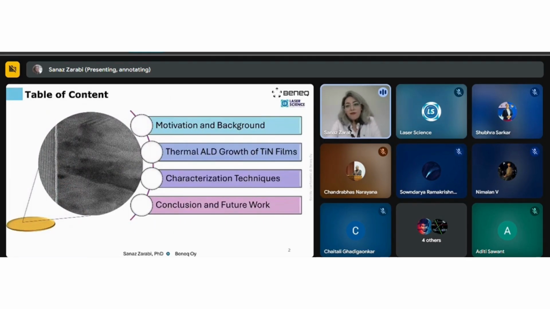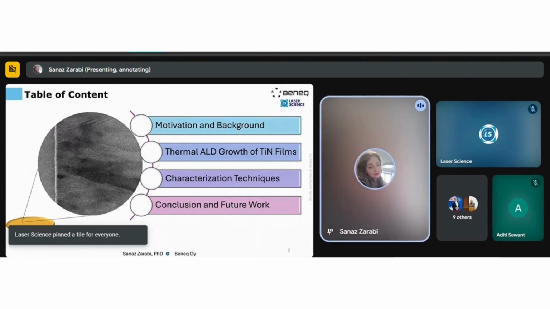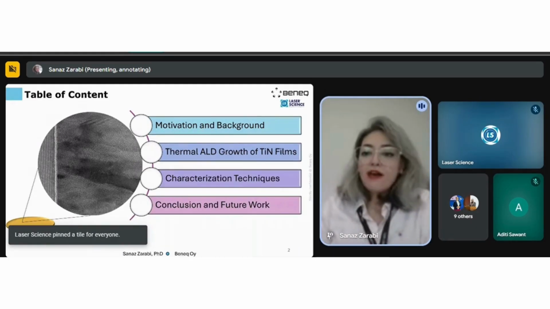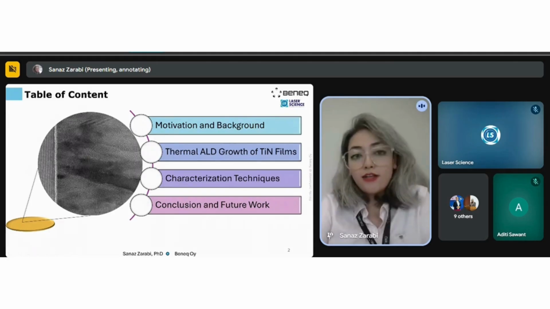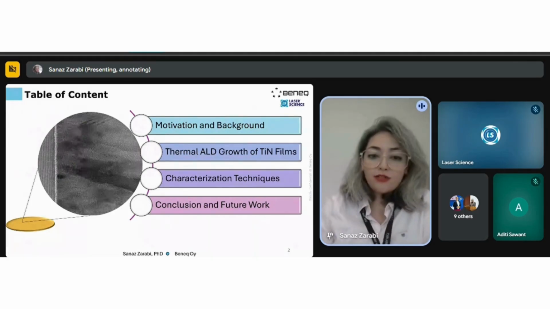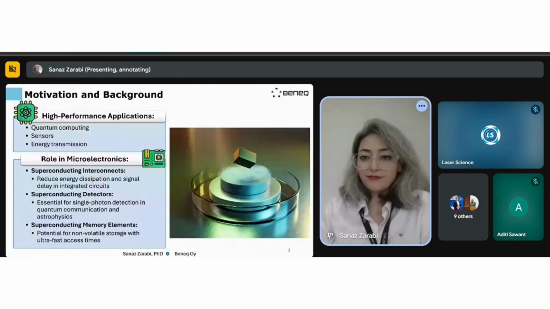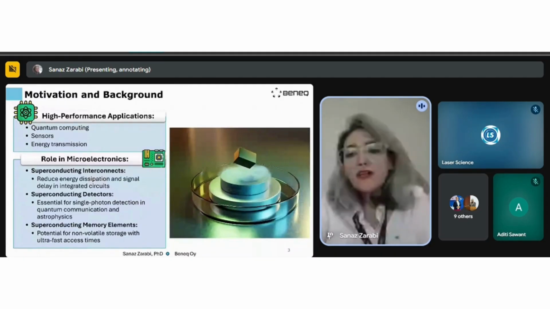Here is a quick roadmap for our presentation, including the motivation and background, thermal ALD growth of titanium nitride films, and the characterization techniques that we use, both structural and superconductivity behavior characterization. Then I would briefly talk about our future development plans for titanium nitride and also other superconductive thin films.